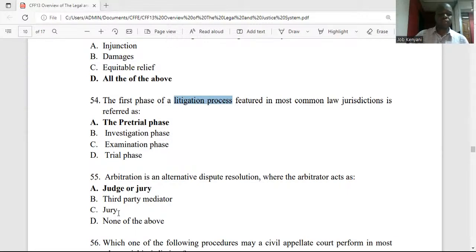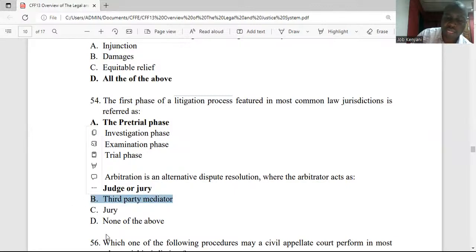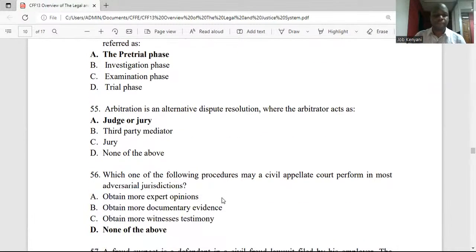So I think this answer is the same as this one, so there's no difference. A judge or a jury, I think these are valid answers. So he acts as a person who can give the final verdict, a judge or a jury. He's not a third-party mediator. A third-party mediator is the one who will likely be involved under mediation. So I think we've looked at alternative dispute resolution mechanisms in detail.